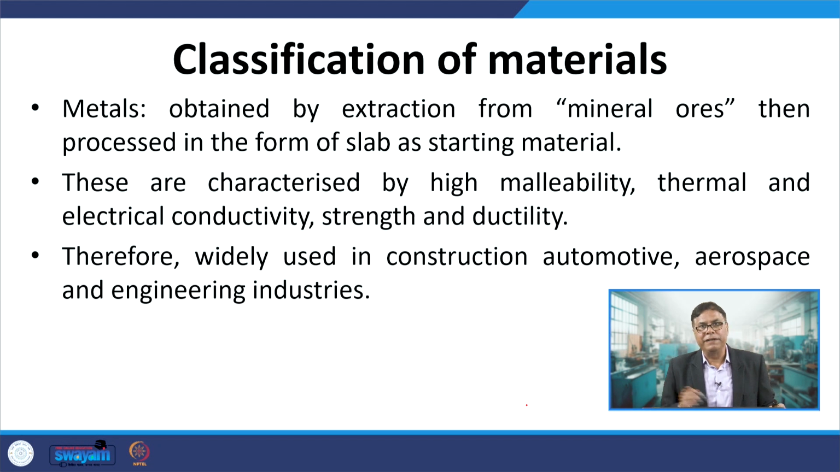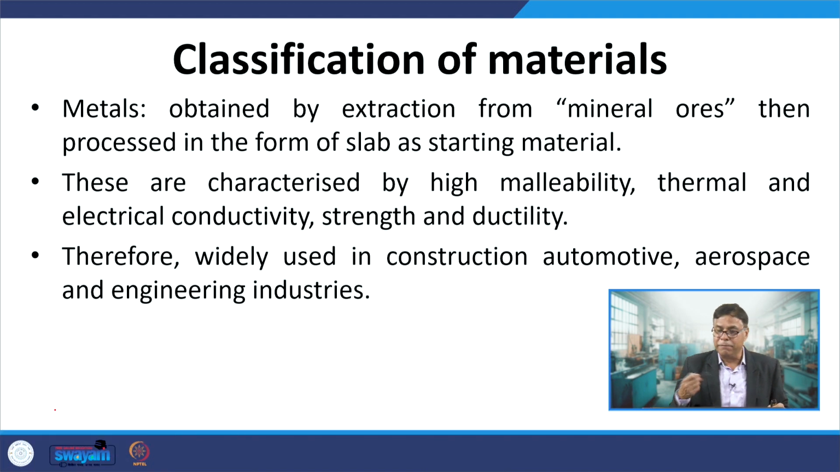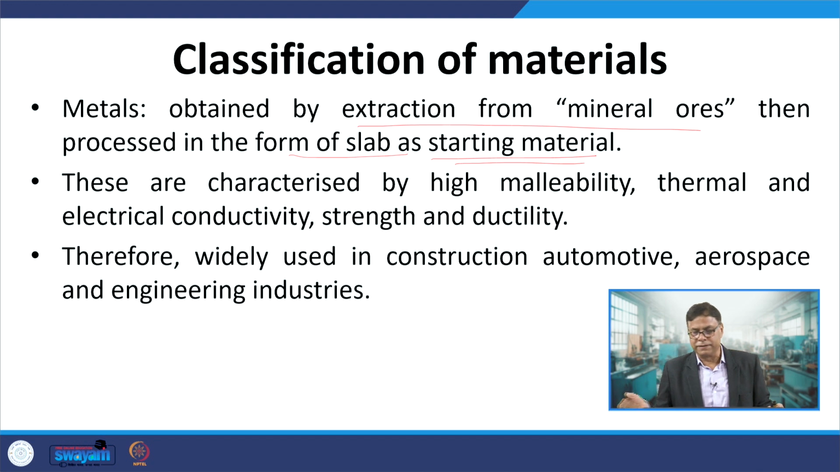We have to deal with the variety of materials in material processing, which includes metals, ceramics, polymers and then composites combining these materials. As far as the metals are concerned, these materials are obtained by extraction from the mineral ores, and then these are processed in the form of slabs, and these slabs are used as a starting material, which are further processed in the form of plates, sheets, angles, girders, etc.